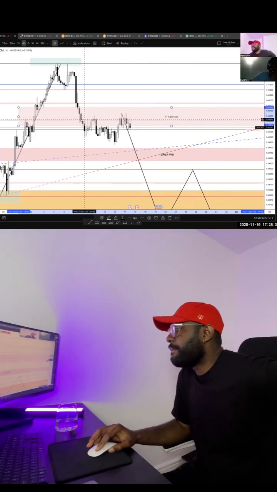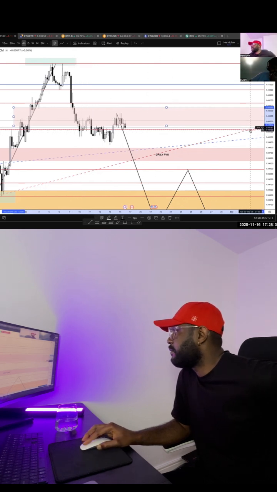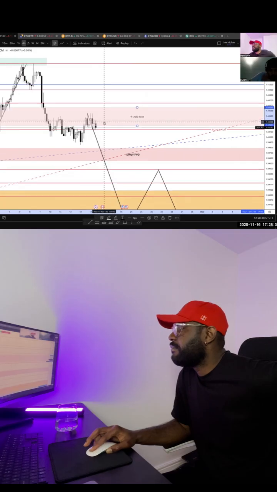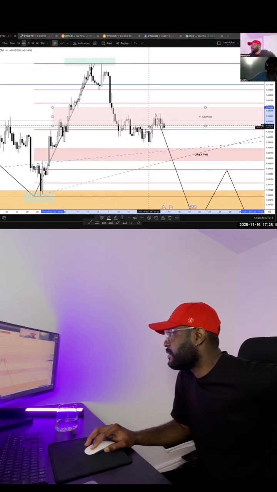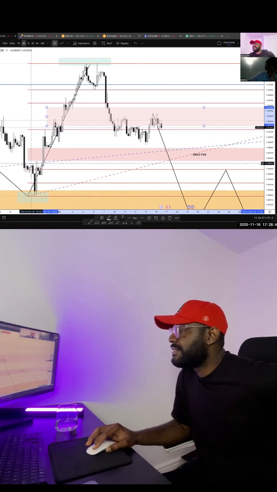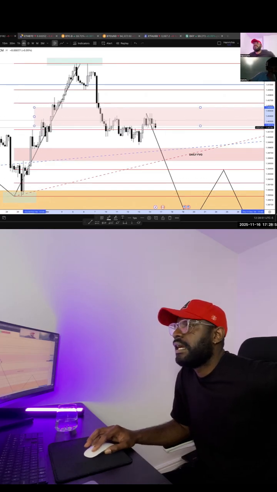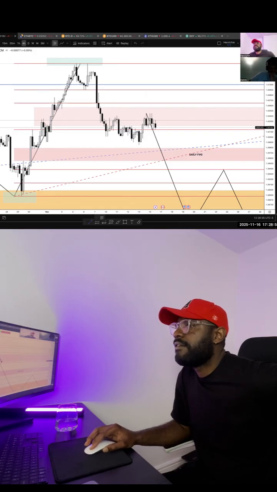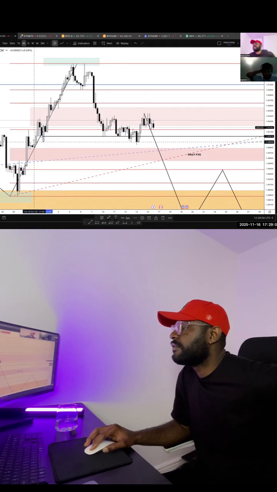So you can basically see that this is the equilibrium, and anything above that equilibrium is premium. We want to buy this as cheaply as possible. So all we do now is start looking for imbalances resting from this range low to around here. And we can see that there are multiple imbalances here. We have this one, and there's a very small one right here.